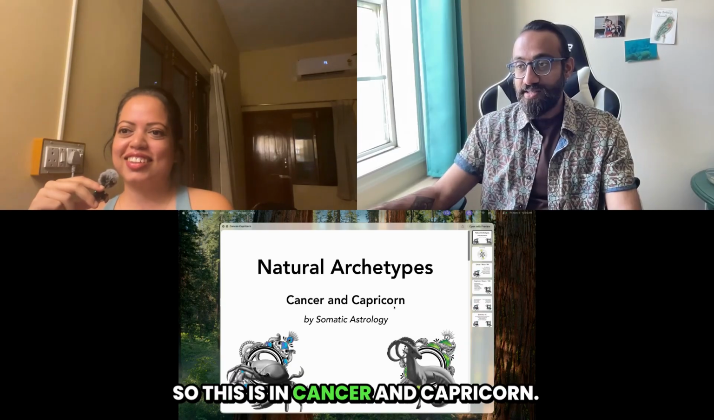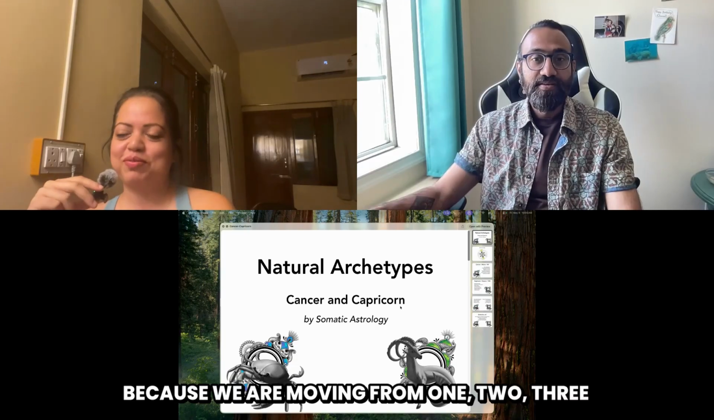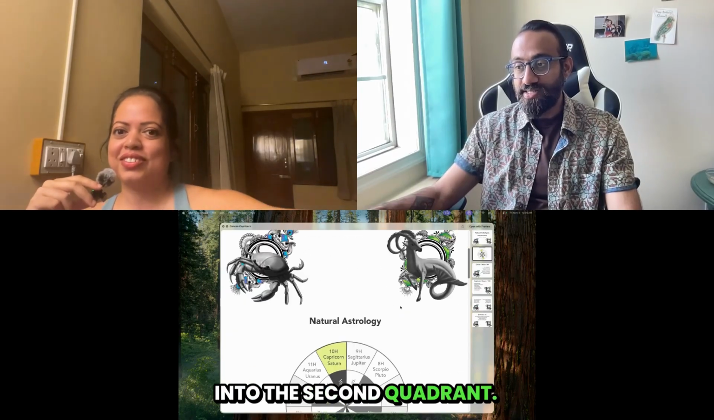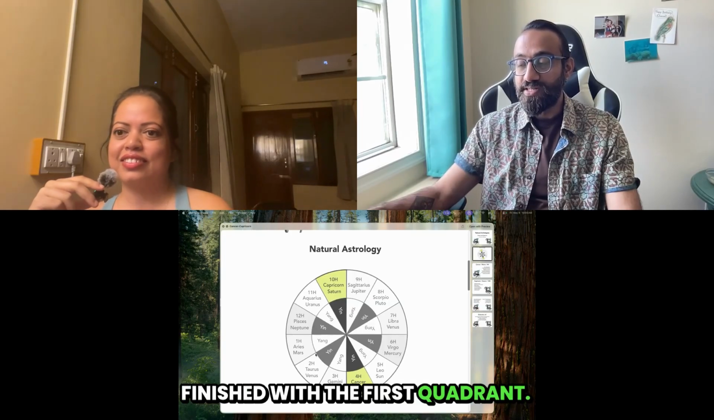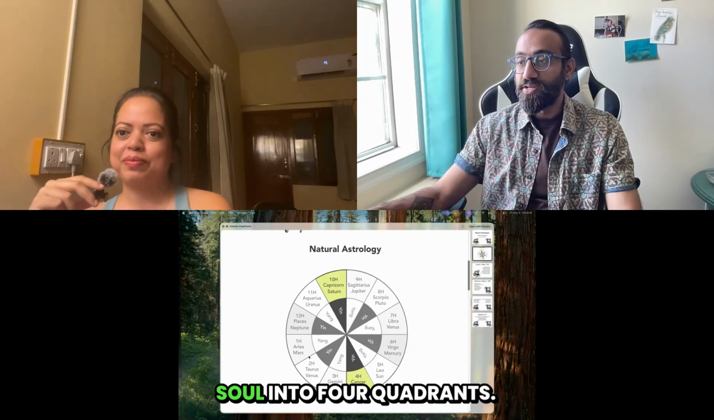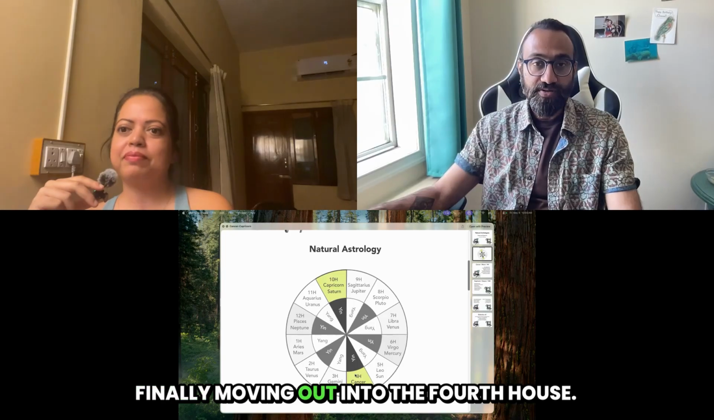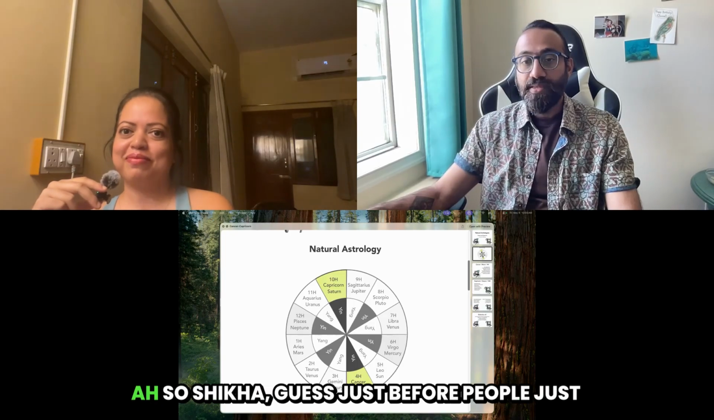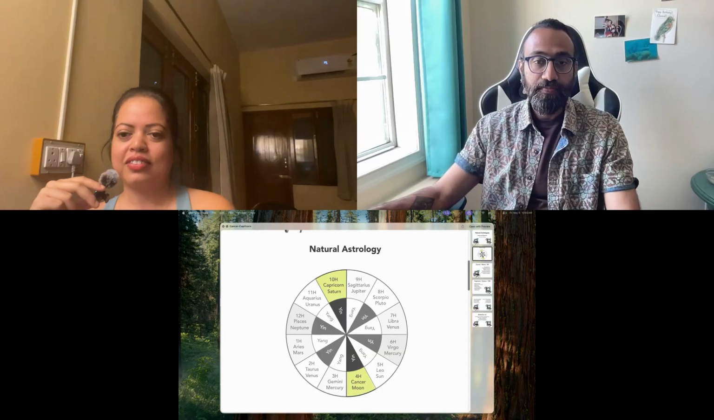All right, cool. So this is Cancer and Capricorn, and I think we're now on the fourth episode, right? Because we're moving from one, two, three into the second quadrant. Just to catch people up, we have finished with the first quadrant. So we're dividing the zodiac wheel, the cycle of the evolution of the soul, into four quadrants. Each quadrant has three houses, and we finished with one, two, three, and now we're finally moving into the fourth house. So Shikha, just to catch people up, what phase of the evolution of the soul are we in right now?